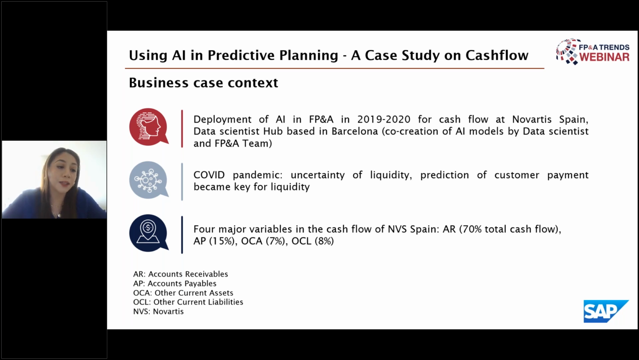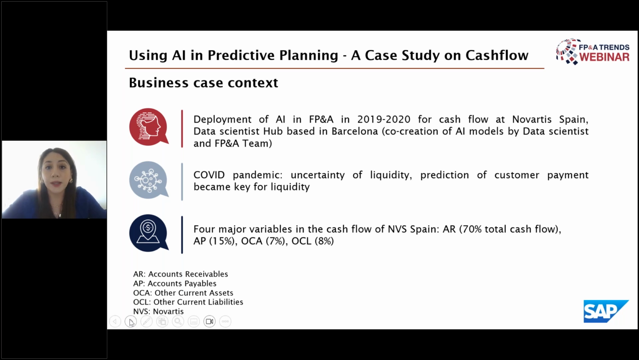Coming back to the COVID pandemic, 4 years ago, I was in charge of the cash flow of Spain. I don't know if you remember those days, but there was this fear all around the European Union about the lack of liquidity inside the whole economic system. We were trying to predict as accurately as possible all the cash flow of the affiliate to secure the liquidity. We had these major variables of the cash flow in the Spanish subsidiary.